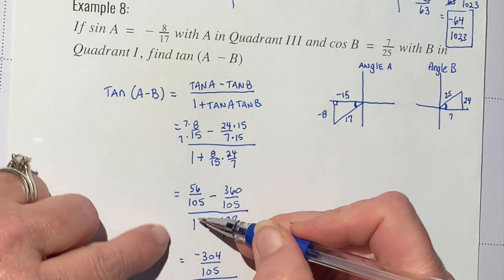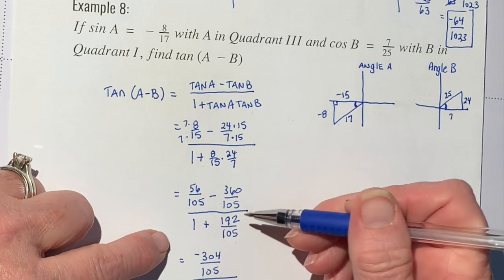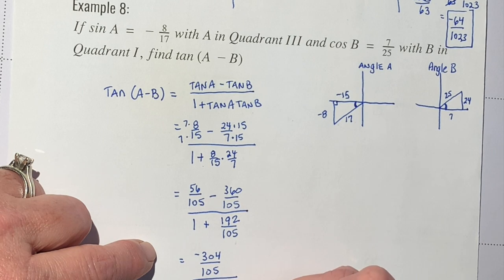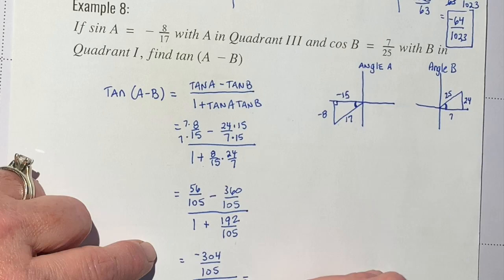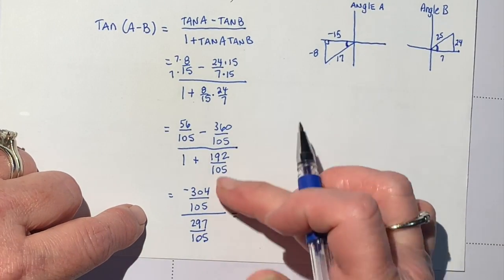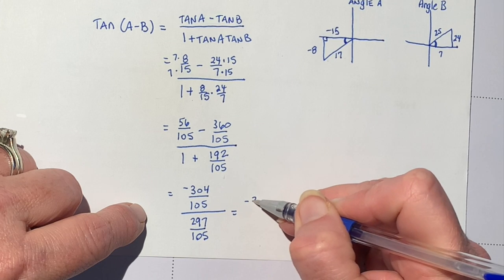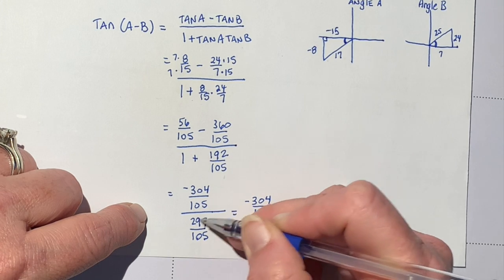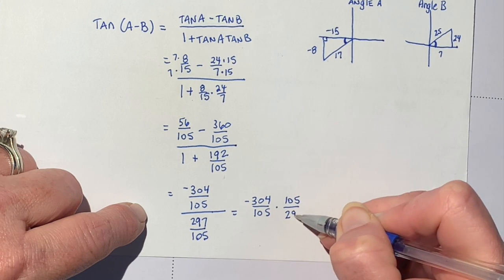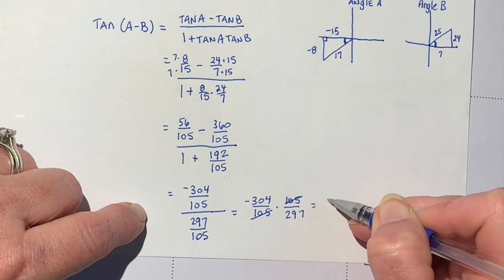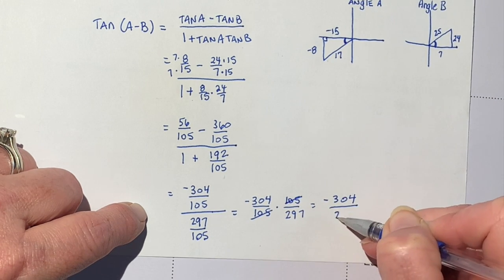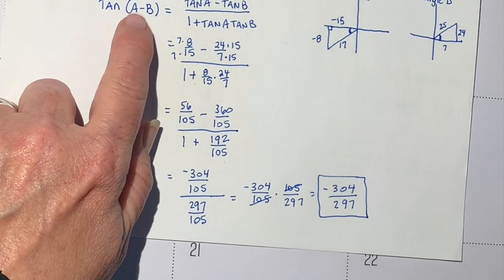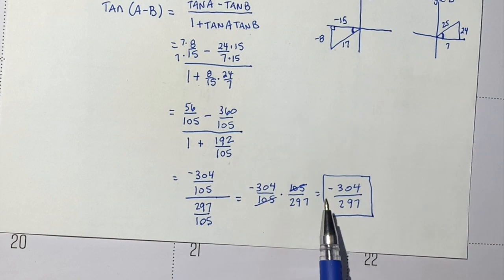And the denominator, it's just 1, so think of this as 105 over 105. 105 and 192 is 297 over 105. And then we'll simplify. We don't leave a fraction over a fraction. That's a complex fraction. So let's take the negative 304 over 105 and switch to multiplication, flip it over. Those 105s divide out, and we end up with negative 304 divided by 297. All right, so I found the tangent of the difference based on what I was given there.